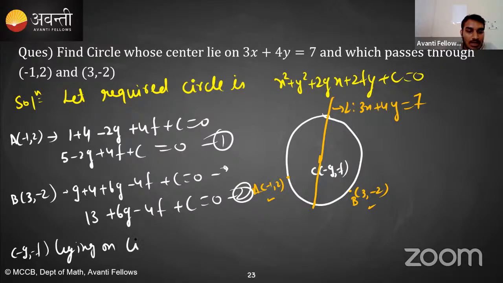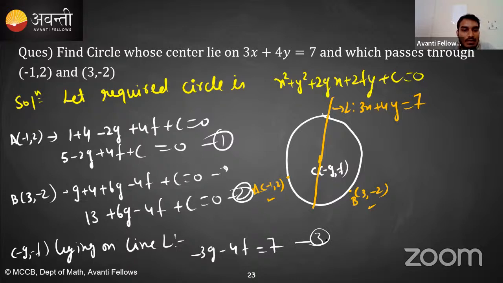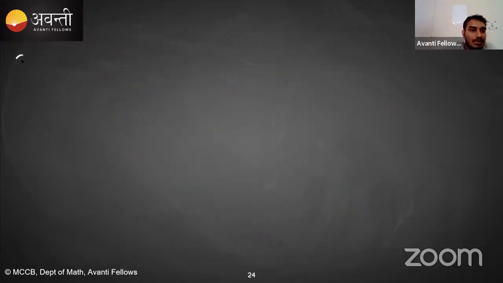And minus g comma minus f is lying on line L. So it implies that putting minus g comma minus f in the line will satisfy it. Minus 3g minus 4f is equal to 7. That's it. Okay, so let's call this equation 3. To solve equations 1, 2, 3, with 3 unknowns, how will you solve? First of all, equation 2 minus equation 1.